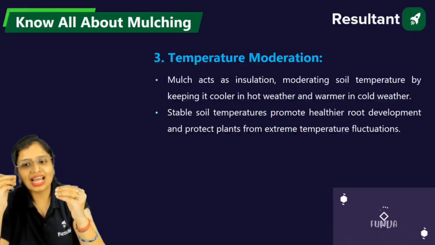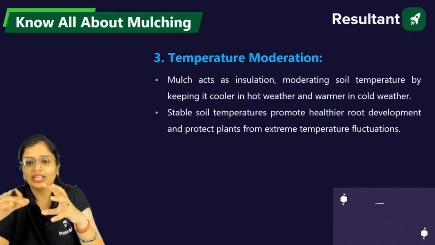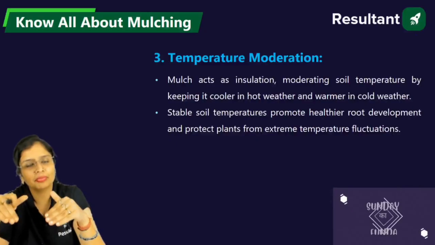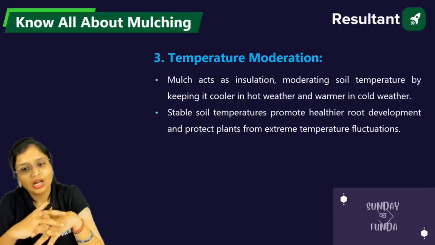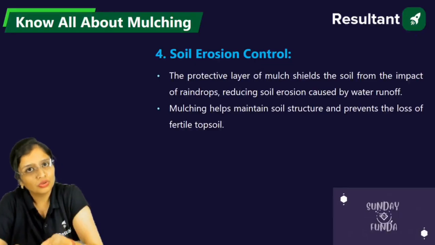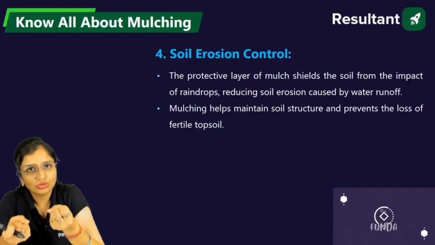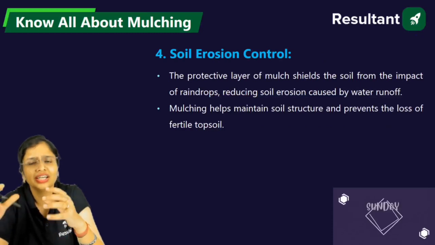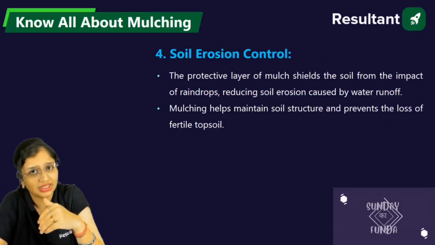Similarly, this mulch acts as an insulation, so that if a hotter temperature is there, it still keeps the ambient temperature of the plants cool. Apart from that, soil erosion control: it will hold the soil so that even if running water or any runoff is there, the erosion does not take place to a larger extent.